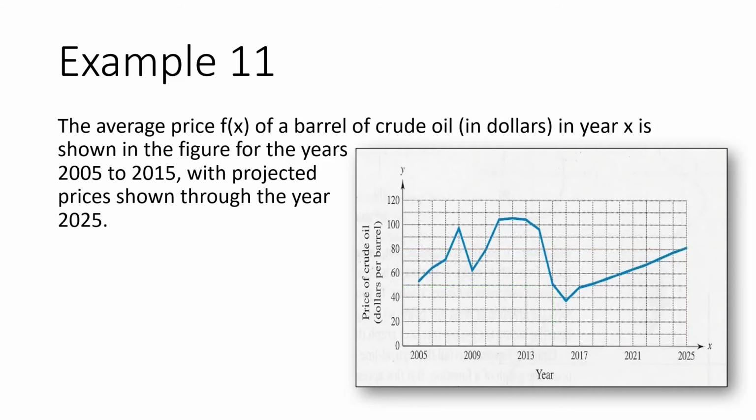Our next question is, during what period did oil prices drop below $40 per barrel? To answer this question, we draw a horizontal line at the $40 level. We then look for a place where the graph drops below this line, and we see it right here in 2016.